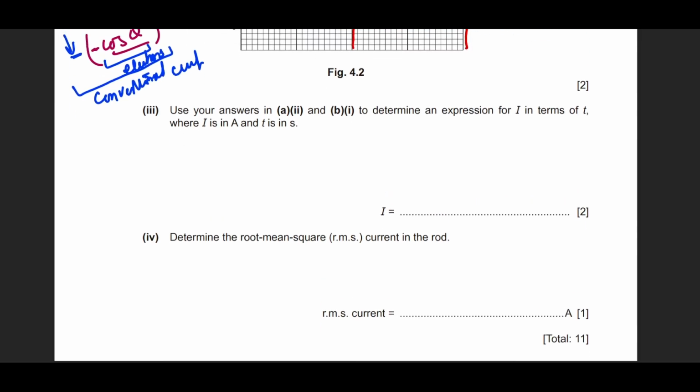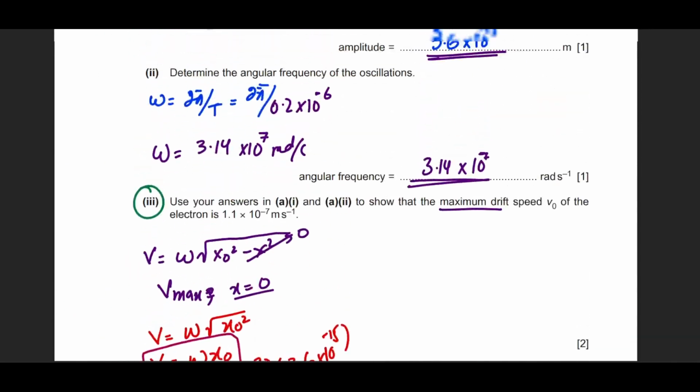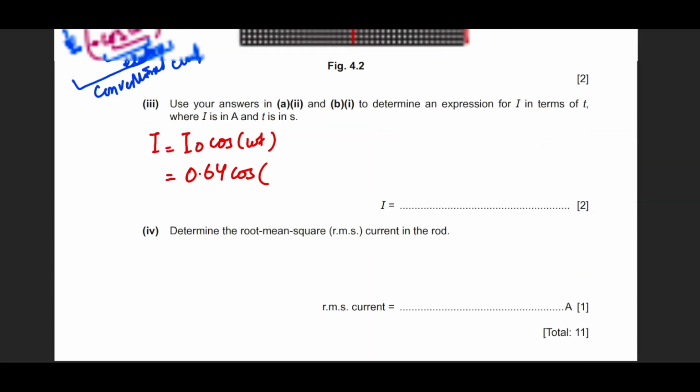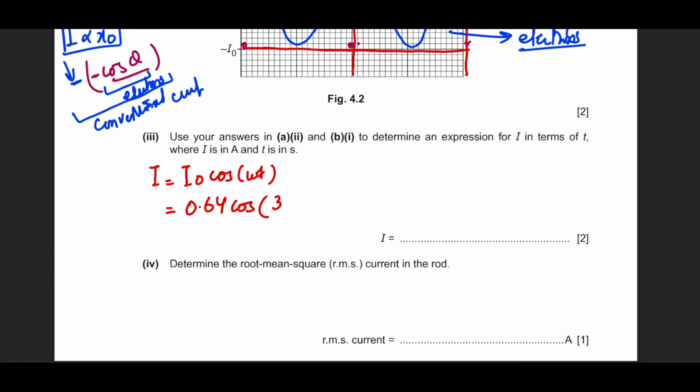So next question, he says find an expression in terms of I. I can agree with a few students on this one that it's a very poor way of asking the question, but this is what you're looking for: I naught cos of omega t. So do we have a value of I naught? Yes, the maximum current was 0.64. Do we have a value of omega from the previous parts? Yes, the angular frequency is 3.14 into 10 to the power 7. So this will go as 3.1 into 10 raised to the power 7 t.